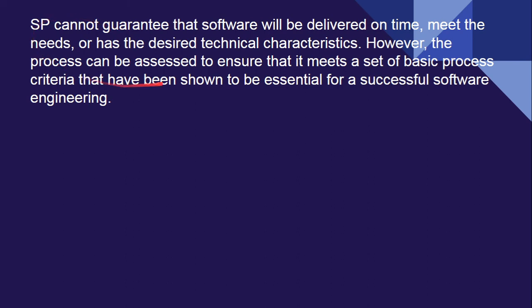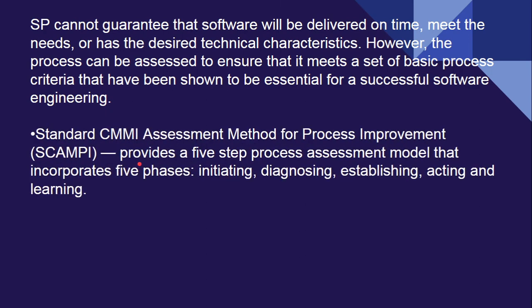Okay, so what we can derive from these processes is that the software process cannot guarantee the software will be delivered on time, meet the needs, or have the desired technical characteristics. The only thing it can guarantee is that it will meet a set of basic process criteria, so that the process can be successfully done. But how it will be delivered on time, how much it is meeting the need of the customer, and how much the technology has been implemented, those things cannot be assessed by the software process itself. So in order to do that, we have some standards to assess the quality of the process.